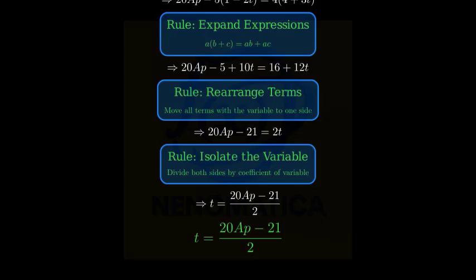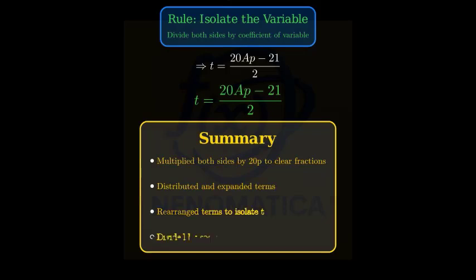In this video, we solved for the variable t in an equation. Let's summarize what we did. First, we multiplied both sides by 20p to clear the fractions. Next, we distributed and expanded the terms. Then, we rearranged terms to isolate t. Finally, we divided both sides by the coefficient of t to find our answer.